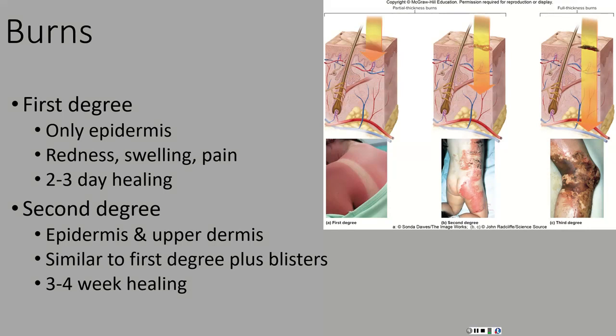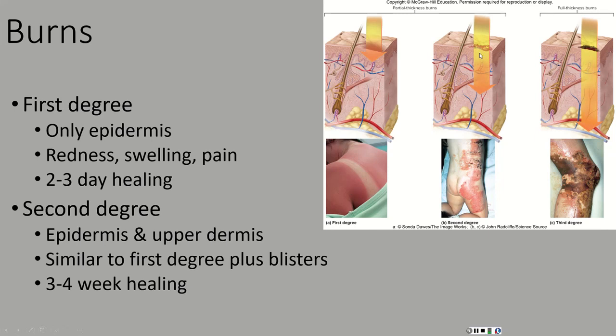Another thing that can go wrong with the skin are burns. And we classify burns based on how deep into the skin is affected. And we call those by their degree. So in a first-degree burn, only the epidermis has been burned. This is the least problematic. We can see some redness. Possibly it swells up a little bit. It's going to be pretty painful. But it only takes about 2 or 3 days before it's healed.